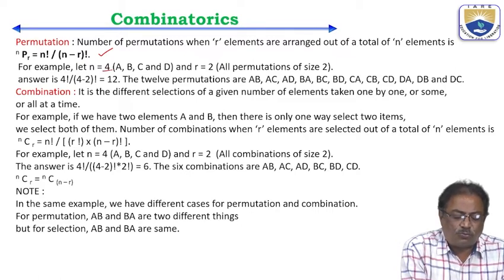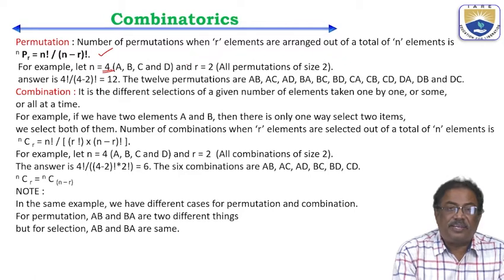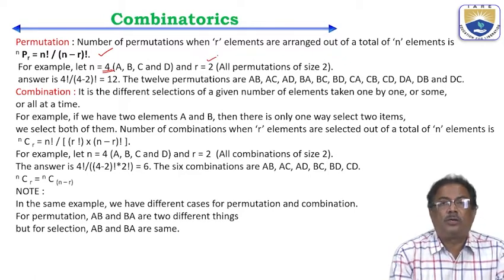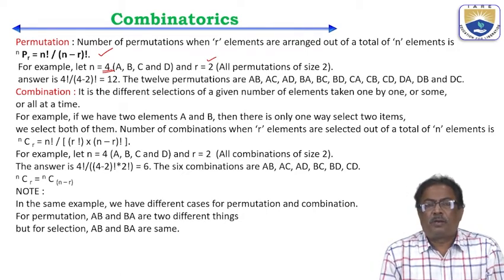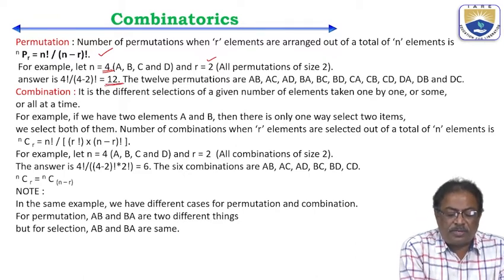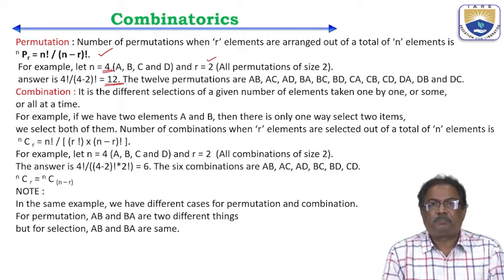Suppose n is equal to 4, let us say A, B, C, D. In that I am going to select two letters. r is equal to 2. Permutation size is 2. Then how many ways am I getting? 12. 12 permutations I am getting.